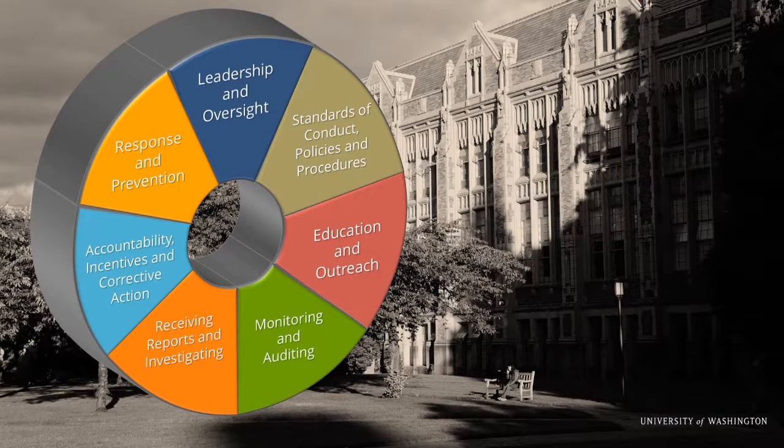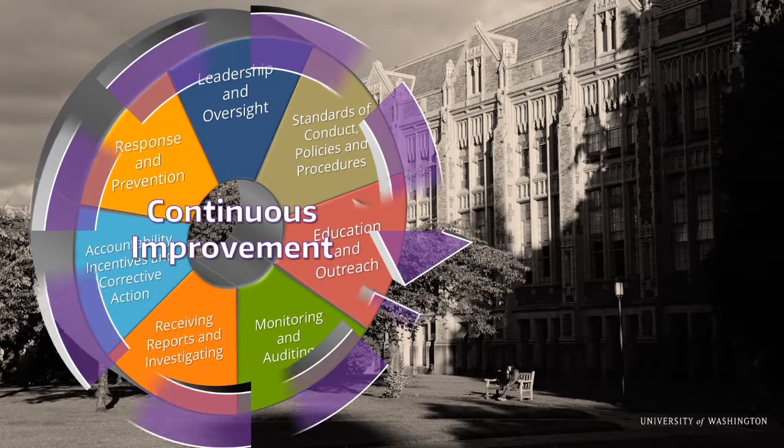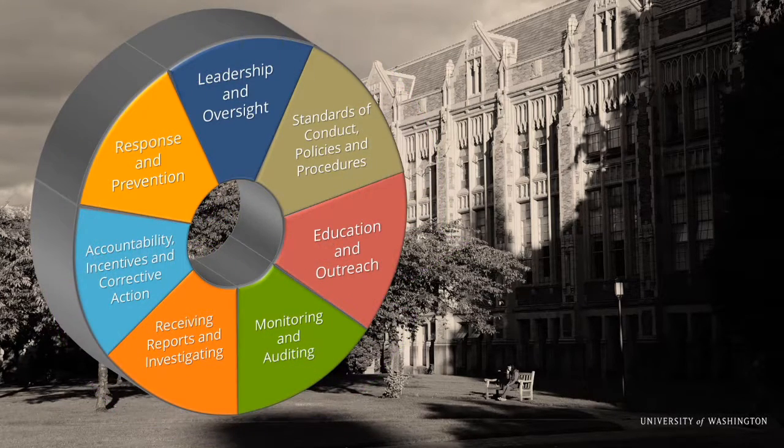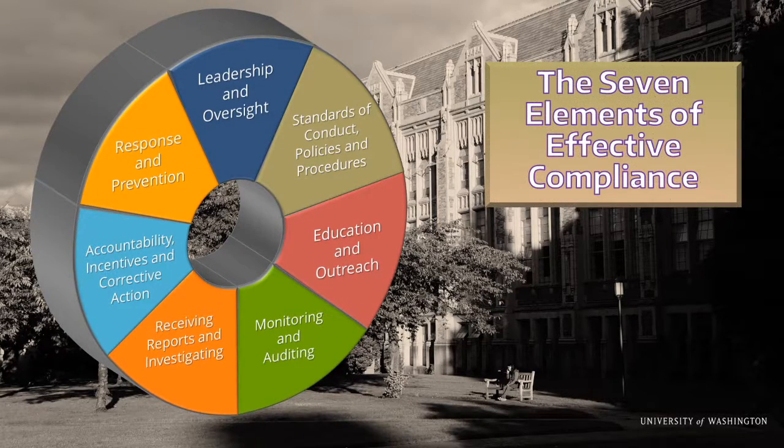Effective compliance at a research university is a complex and ongoing task, one that relies on just this kind of continuous improvement. As demonstrated here, the 7 elements of effective compliance create a structure that helps research universities organize their compliance obligations into logical, manageable, and interrelated areas of focus.